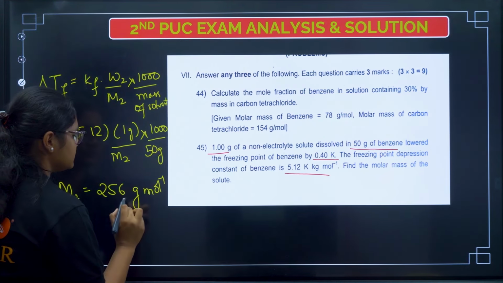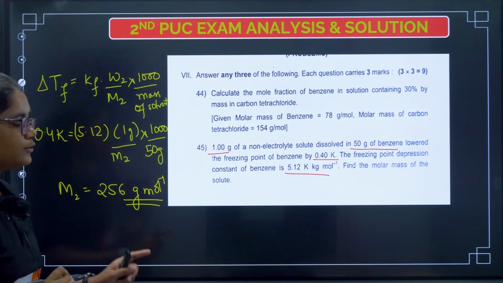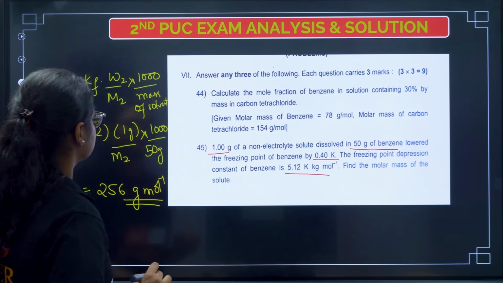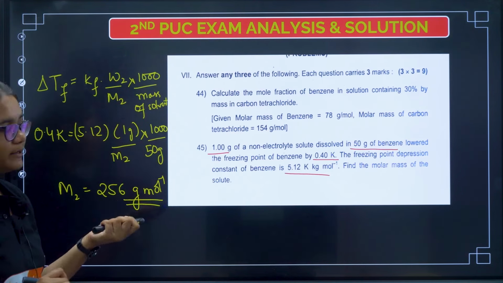So here the important thing is, do not forget the units. What is the unit of molar mass? 256 gram per mole. Okay, so this question is also done. Easy one. Direct questions are there.